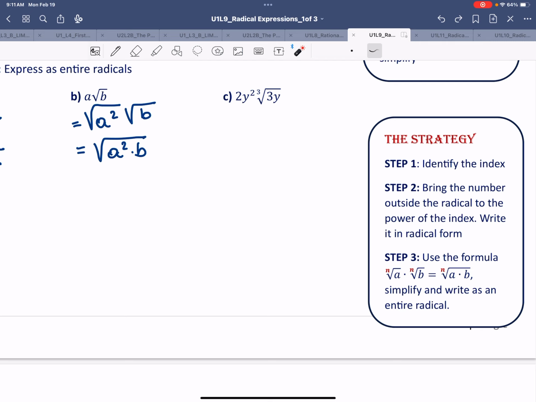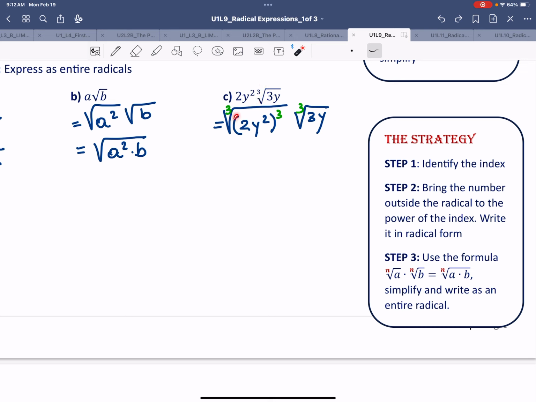Now, in the next example, we have 2y squared, the third root of 3y. So if it helps, keep these terms in brackets, okay? And what we'll do is we'll identify the index first. The index is 3, which means that we need to rewrite 2y squared with index 3. And if we want to keep the same value of it, 2y squared must be brought to the power of 3. So let's do this. So we'll rewrite it as the third root of 2y squared to the power of 3, and then multiply it by the third root of 3y still.